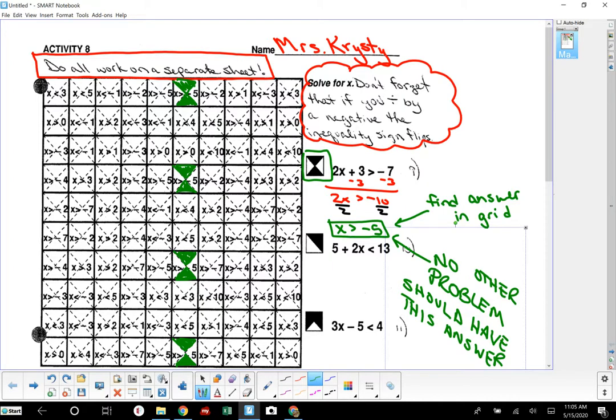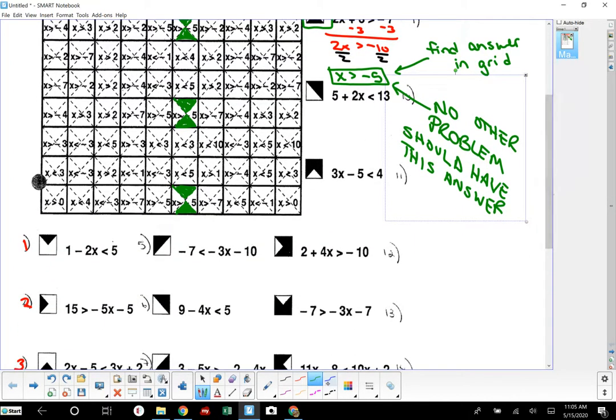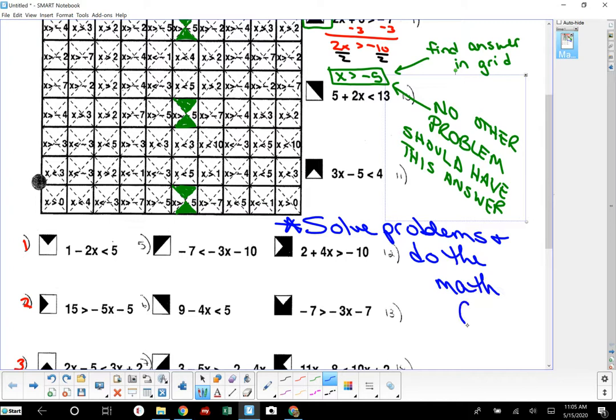Because of that, what I would highly recommend is you solve all the problems and do all the math first. Now, I already did one problem for you, but I would go right down through, make sure that when you get an answer like this guy up here, you're actually looking in the grid and make sure it's there. It's almost like an answer bank, right? Or a number bank, word bank. Yeah, that's what they're called in English. So that's all you're going to do. Do all the work, color the picture.